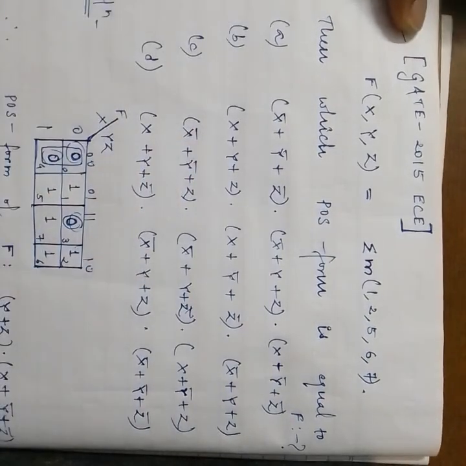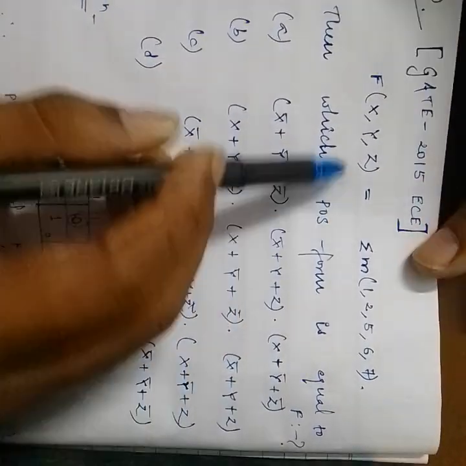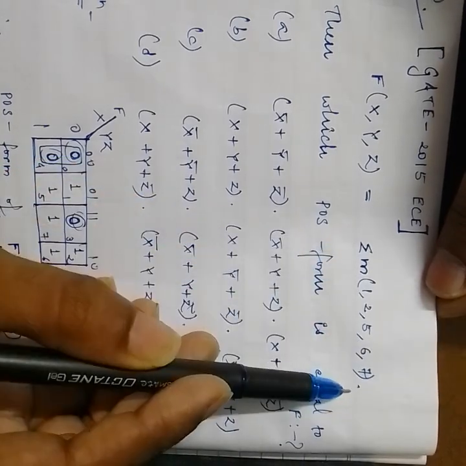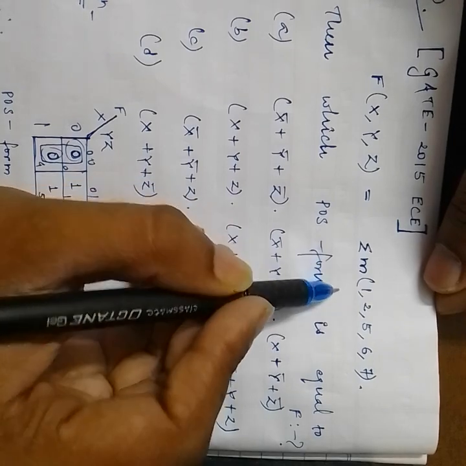Now let's discuss a question which came in GATE 2015 for the ECE branch, and I will use the knowledge which I gave you in the previous videos. Okay, let's start. We are given a function that is the summation of m 1, 2, 5, 6, 7. These are minterms, and minterms lead to an SOP expression.